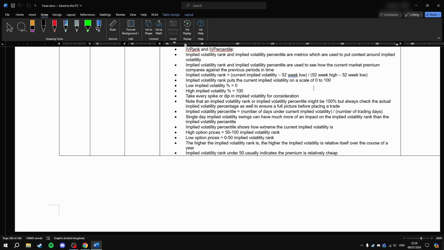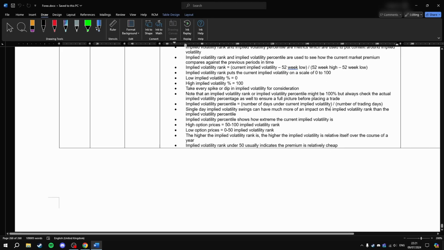For implied volatility percentile, that is calculated by the number of days under the current implied volatility divided by the number of trading days. So single day implied volatility swings can have much more impact on the implied volatility rank than on the implied volatility percentile. The implied volatility percentile shows how extreme the current implied volatility is. High option prices are from 50 to 100 implied volatility rank. Low option prices are from 0 to 50 implied volatility rank. The higher the implied volatility rank is, the higher the implied volatility is relative to itself over the course of a year.